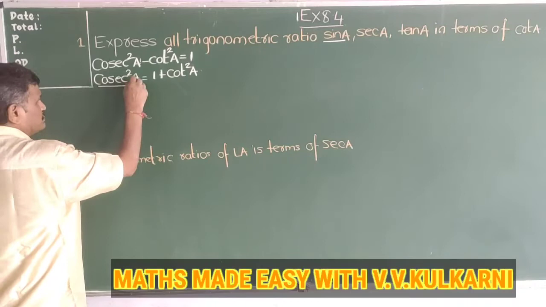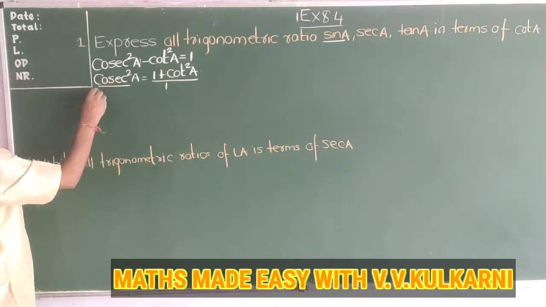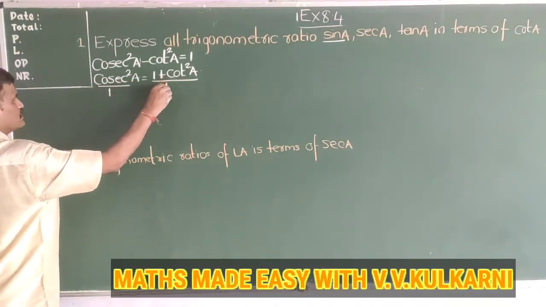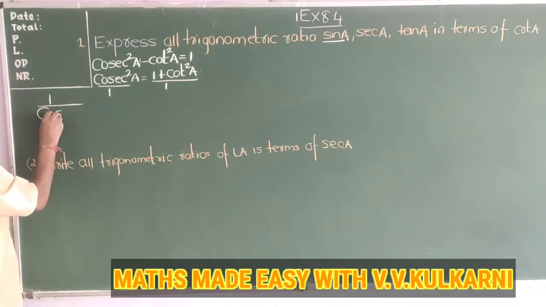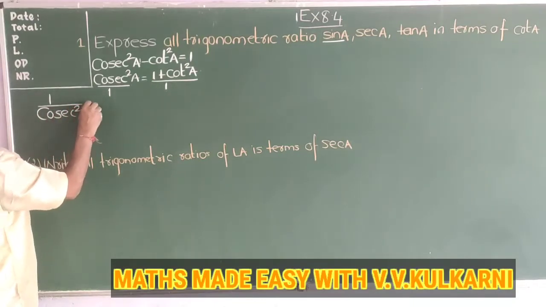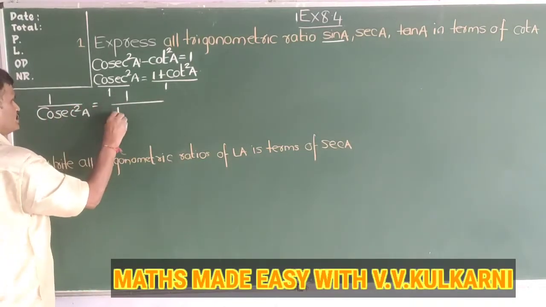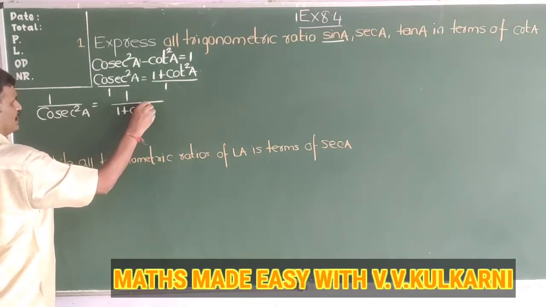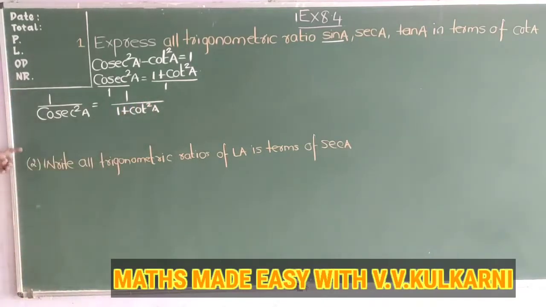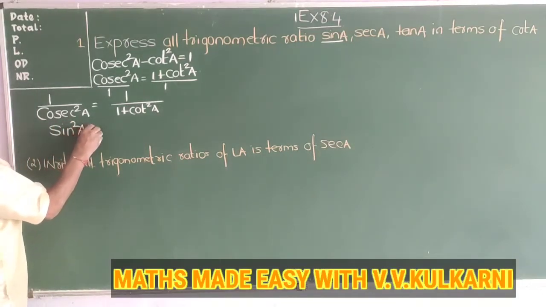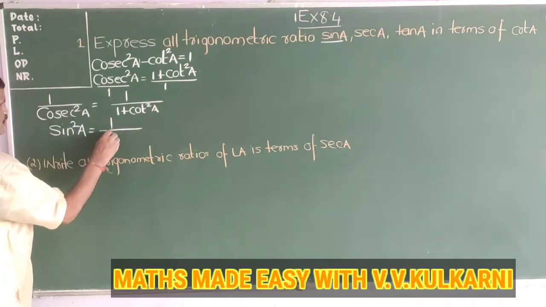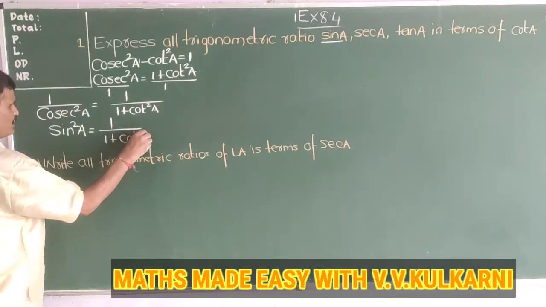Now, see here, what I can write here is cosecant square A by 1, and this also I will write by 1. I will take the reciprocal of it. If I take the reciprocal of 1 by cosecant square A, then I will get 1 by 1 plus cot square A. Now you may ask, sir, why did you take the reciprocal? The purpose of taking the reciprocal is 1 by cosec is sine. So 1 by cosecant square A is sine square A, that is equal to 1 by 1 plus cot square A.